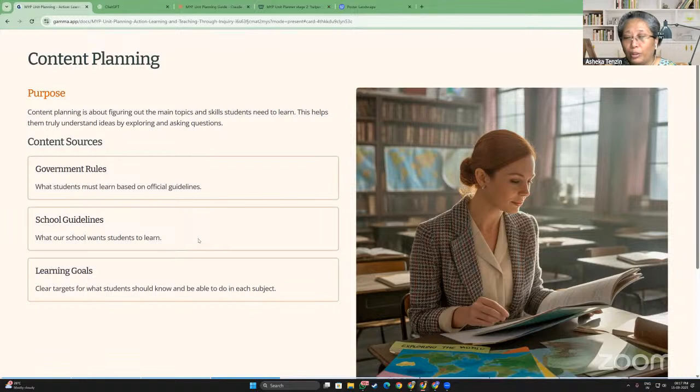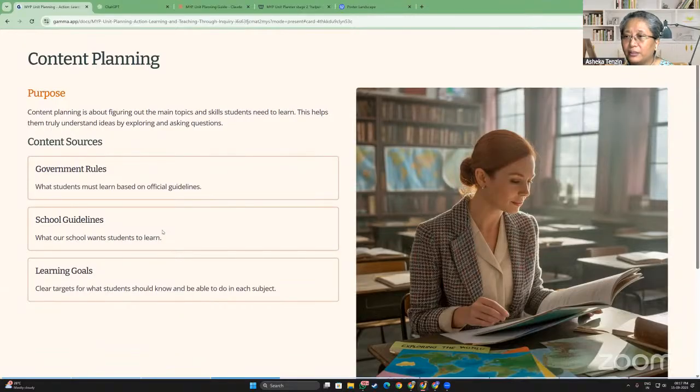what our school wants the students to learn. Okay, local context, if you want to give, then learning goals, clear targets for what students should know and should be able to do in each subject. Okay, so these have to be very clear when you are looking at content planning.